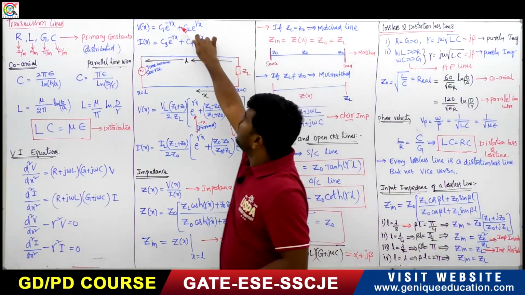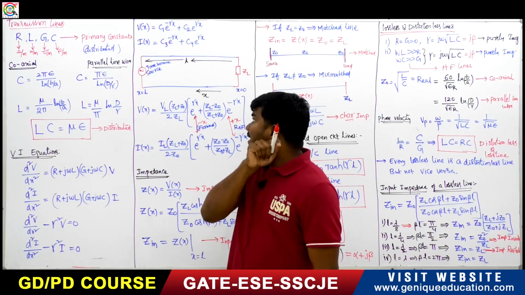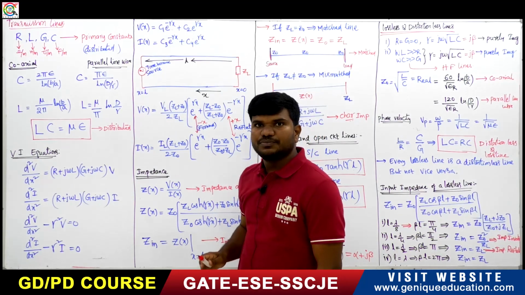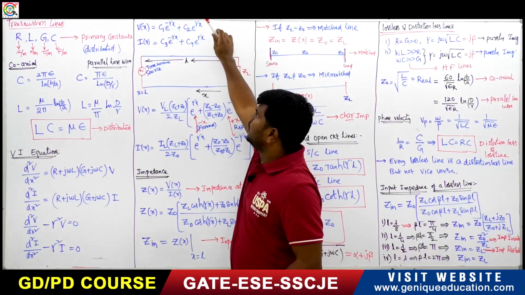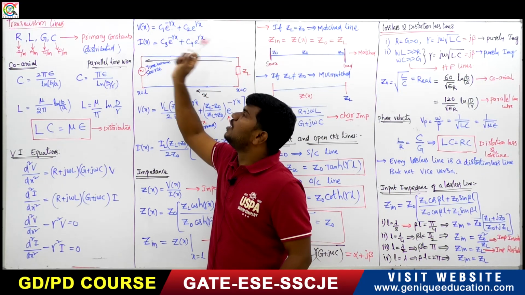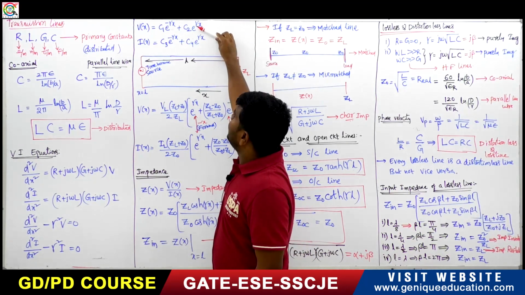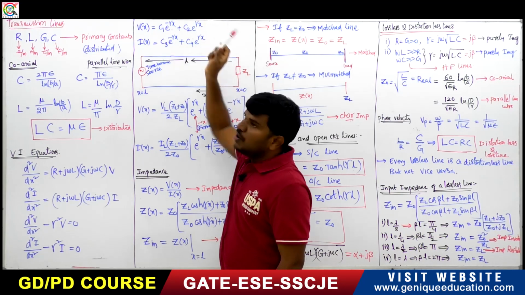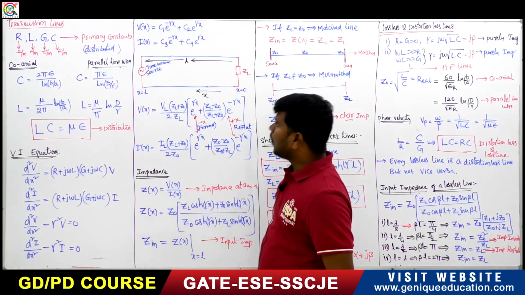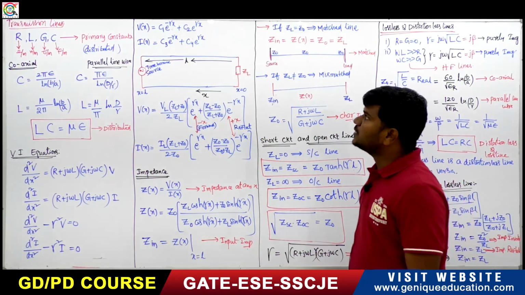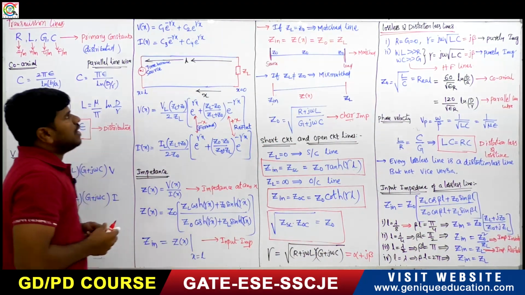So whenever there is a positive sign in the exponential, we should know that it is a negative x directed wave. When there is a negative sign in the exponential, we should understand that it is a positive x directed wave. If there is a positive sign in the exponential, we should remember that it is a negative directed wave, because waves are exponentially decaying as they move away from the source.